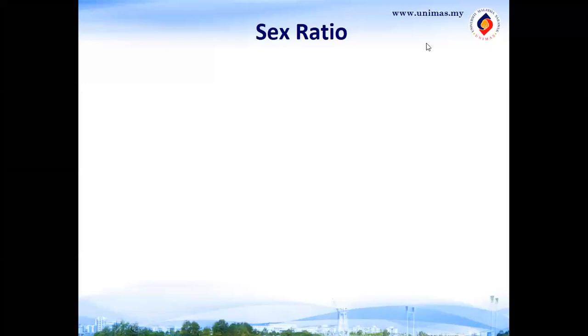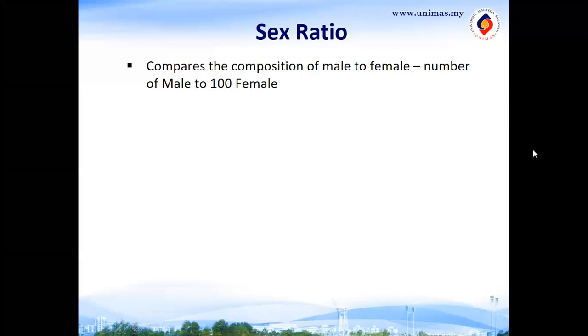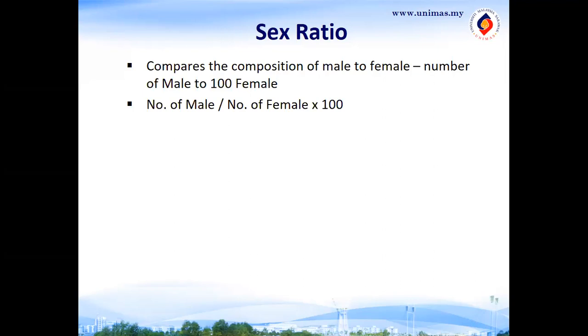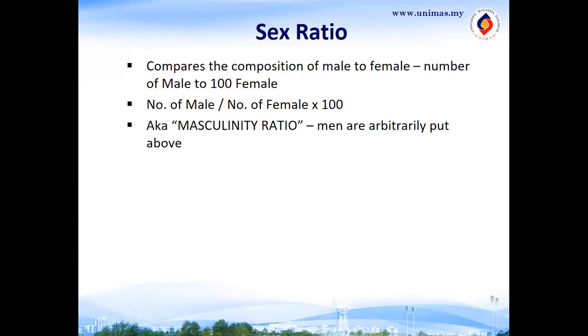Okay, so sex ratio. Sex ratio compares the composition of male to female, the number of males compared to females. So it is based on the number of males to every 100 females. For example, for 100 women, how many men. So it is basically the number of males divided by the number of females times 100.